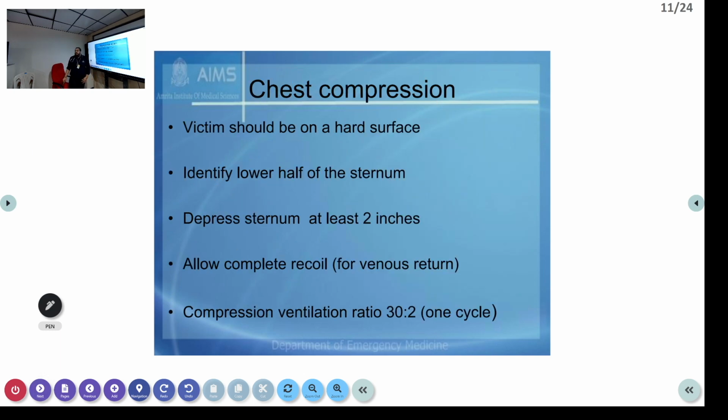Next, where we should give the compression. So that is very, very important. So the most important thing, as I told, the victim should be on a hard surface. That is a very mandatory requirement. And identify the lower half of the sternum.